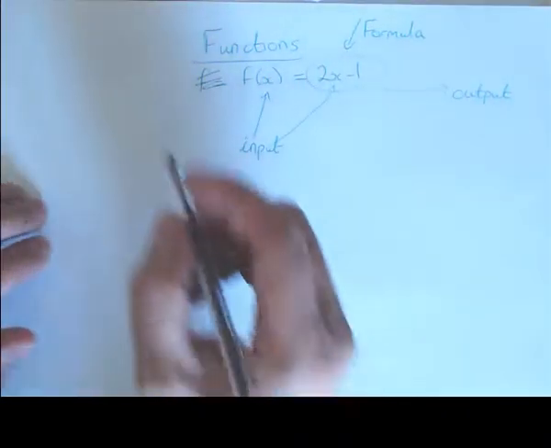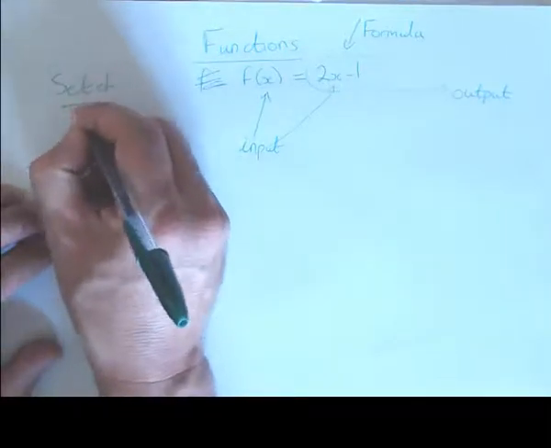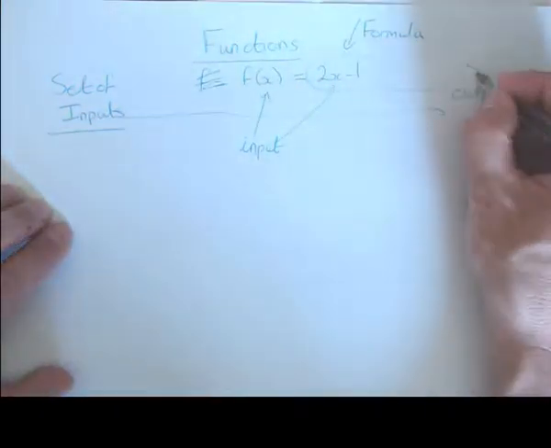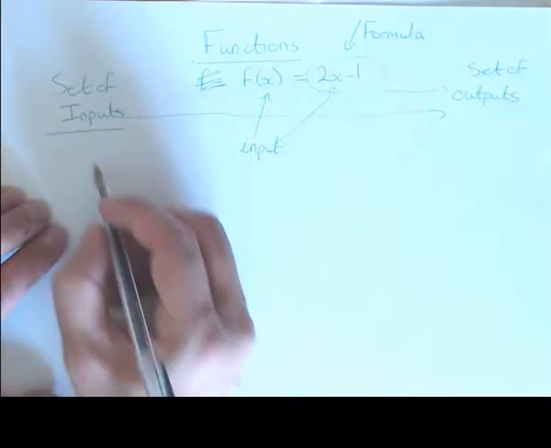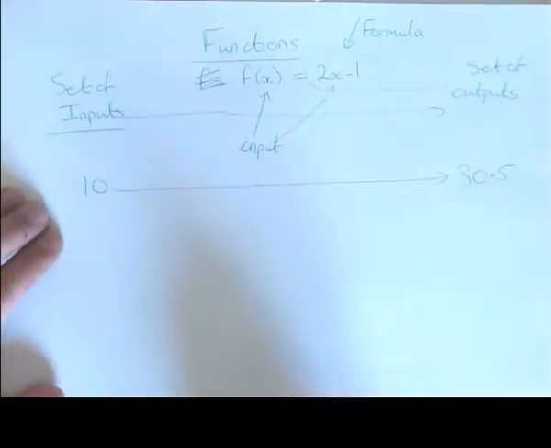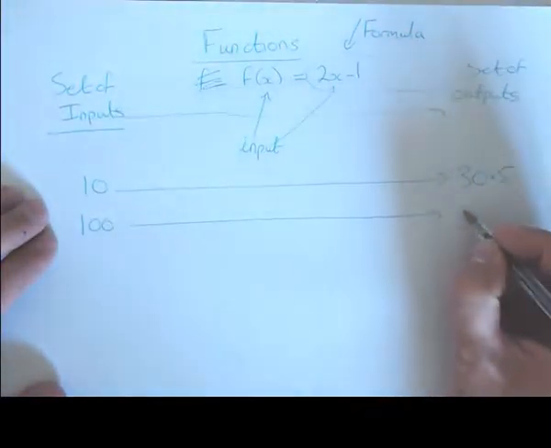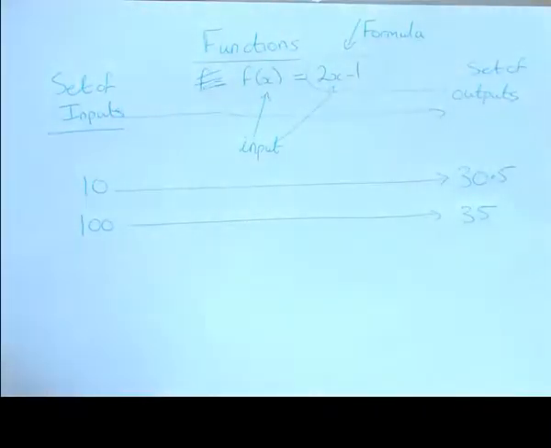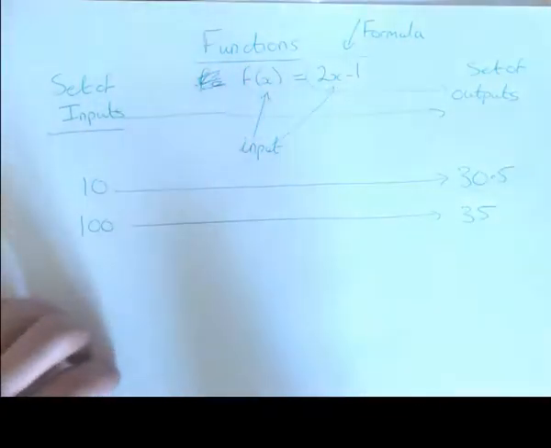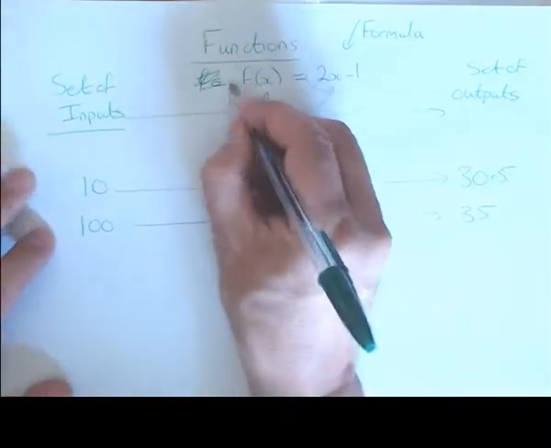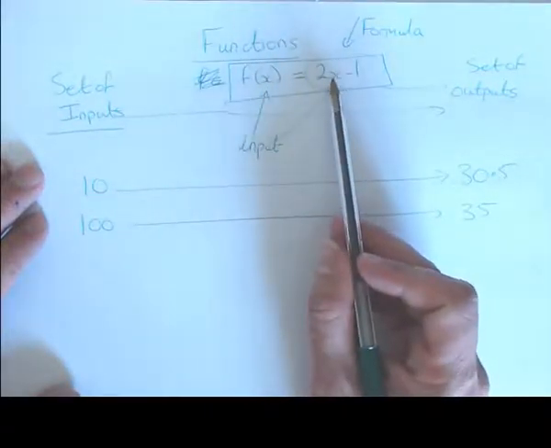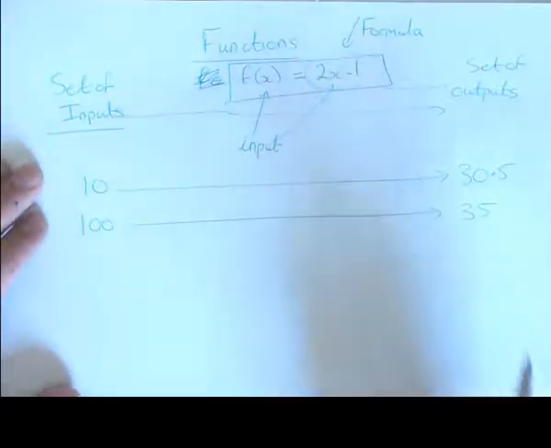Now you already know that a function takes a set of inputs, puts those inputs into a formula and gets you a set of outputs, and each value that you put in gives you a particular output. Okay, now when we're talking about functions, we're still talking about the same idea. We have a set of inputs, a set of outputs and a formula, but this is the way we write them down. We say the function of x is given by the formula 2 times the input minus 1.